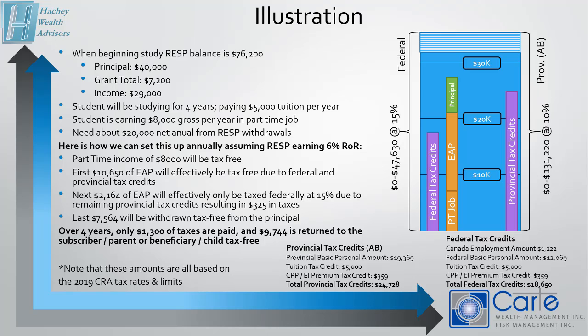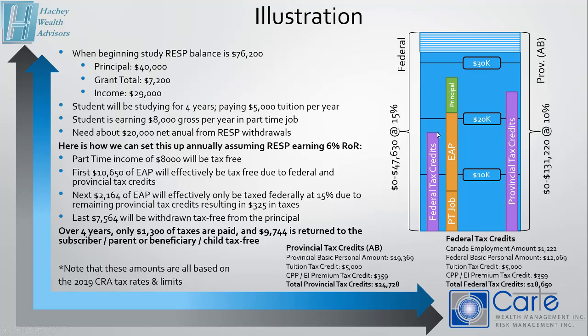The beneficiary will be studying for about 4 years and paying $5,000 tuition each year. The beneficiary is earning $8,000 per year at a part-time job as a lifeguard. And the beneficiary needs about $20,000 per year for their post-secondary education needs. Now, as a result, there would be a federal tax credit of $18,650, and a provincial tax credit of $24,728, as we see here in this illustration. So here are our tax credits on the federal side and our tax credits on the provincial side.